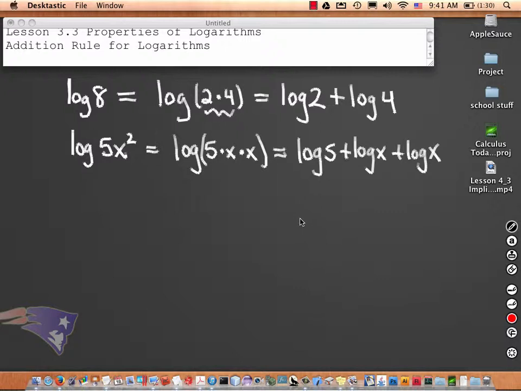Yes, you could. However, I want to make this as simple as possible. And right here I have two of the same thing, so this becomes the logarithm of 5 plus 2 times the logarithm of x. Does that make sense? Yep. Okay.